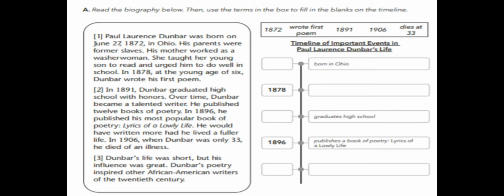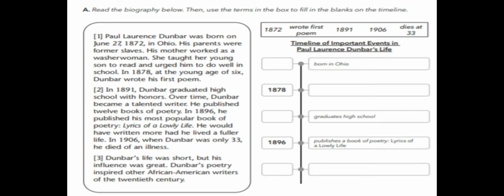Over time, Dunbar became a talented writer. He published 12 books of poetry. In 1896, he published his most popular book of poetry, Lyrics of a Lowly Life. He would have written more had he lived a fuller life. In 1906, when Dunbar was only 33, he died of an illness. Dunbar's life was short, but his influence was great. Dunbar's poetry inspired other African American writers of the 20th century.